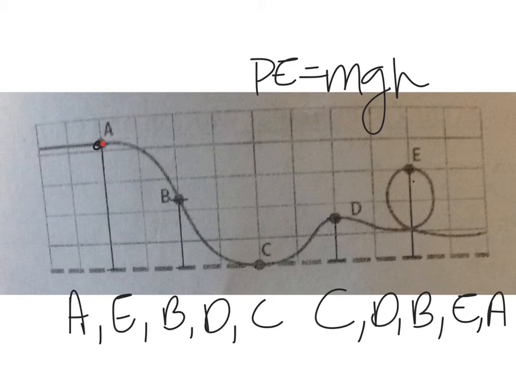So the higher off the ground it is, the more potential energy it has. When it has lower potential energy, when it's closer to the ground, that means it's going to have a higher kinetic energy, right? So let me know if you guys have any questions on this. Hopefully it's pretty straightforward.